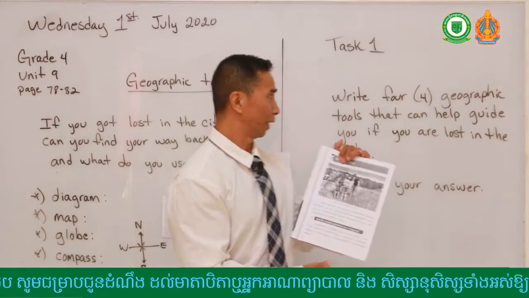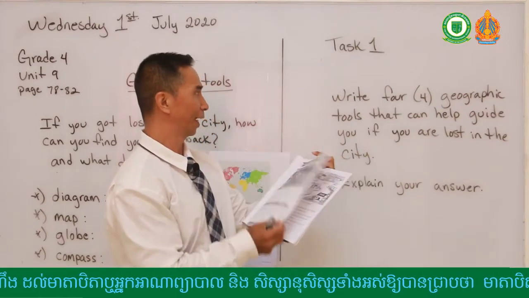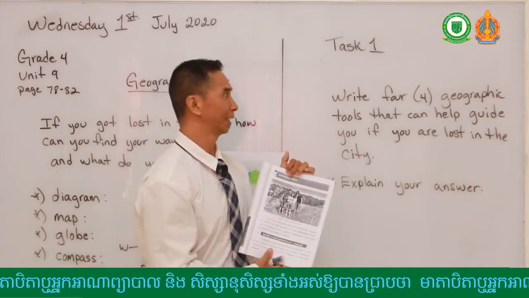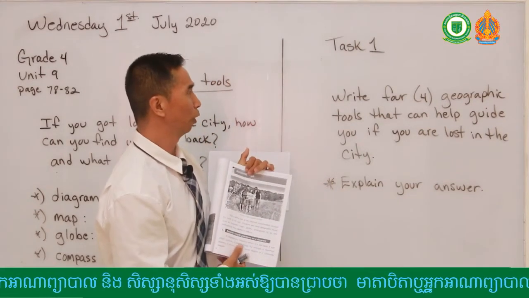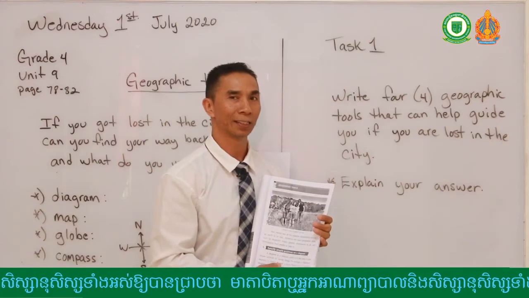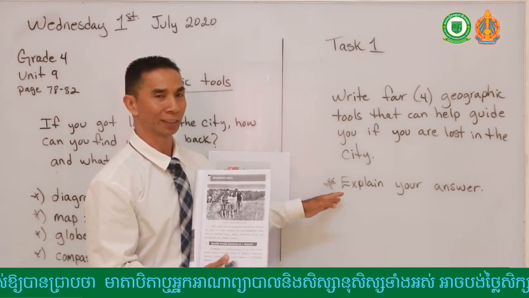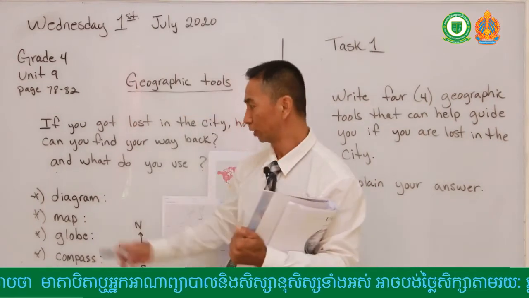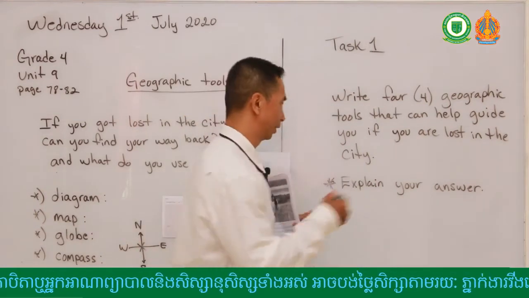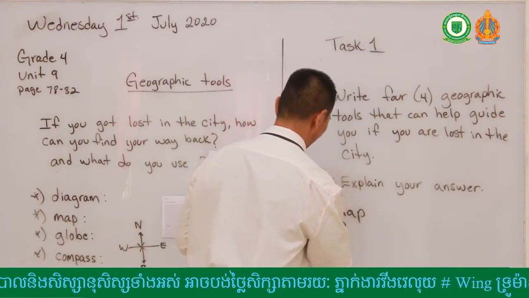Okay, after you read pages 78 and 79, for your first task I want you to write down 4 geographic tools that can help guide you if you are lost in a city. And once you write down your 4 items, I want you to explain your answers. For example, if I use a map, I write down my word: a map. That's my first word.